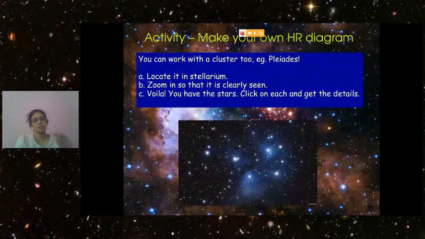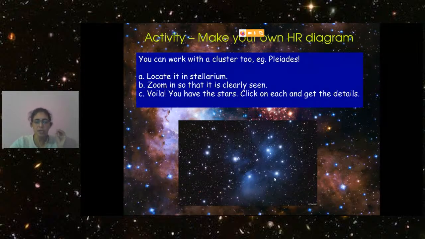Okay. Now, this is general stars. Now, are you interested in clusters? So an additional activity is you can go within Stellarium and search for Pleiades. Then you will see a small group of stars. I'm sure many of you have seen Pleiades through binoculars. It looks beautiful with binoculars. So you click in Stellarium and then zoom in. Once you zoom in, you will see these stars very clearly, and it will be similar to what is shown in this picture.